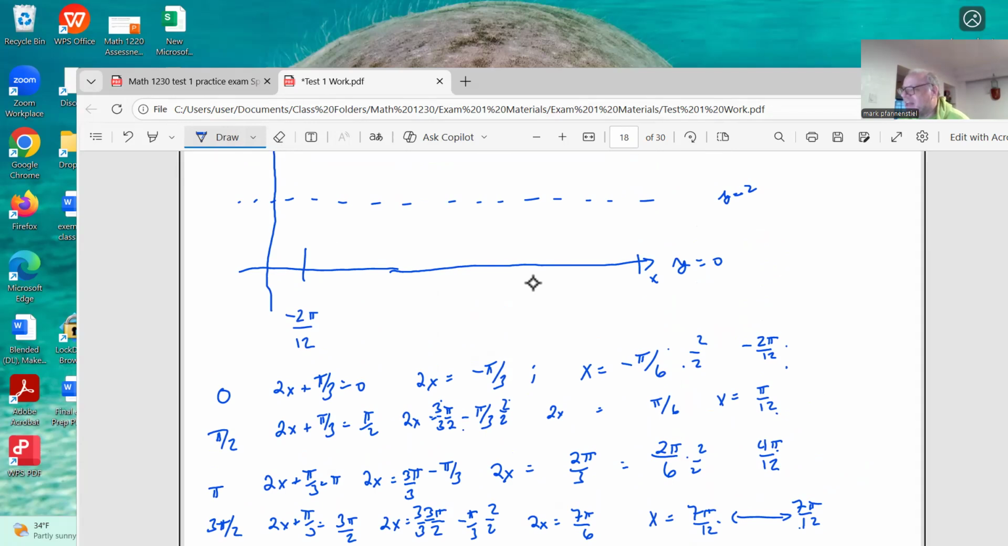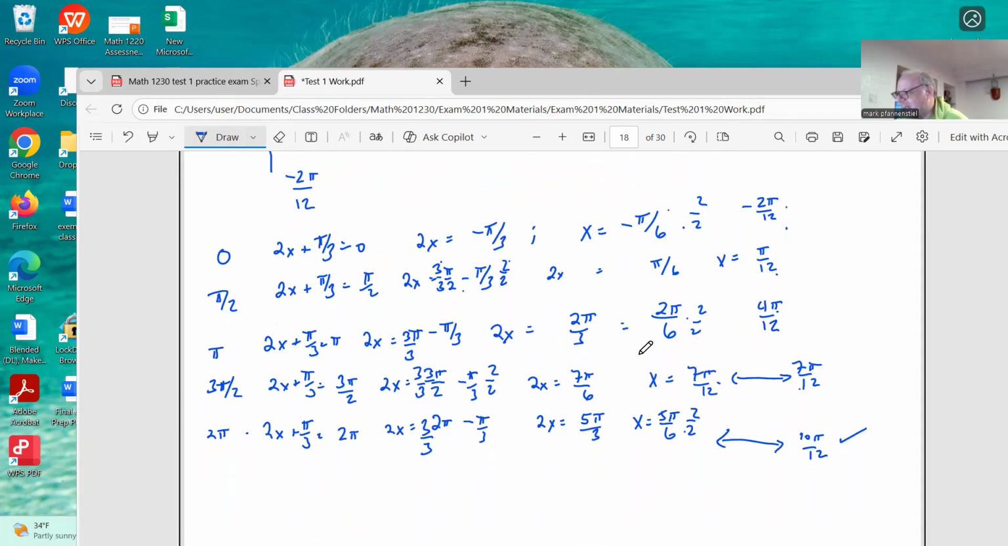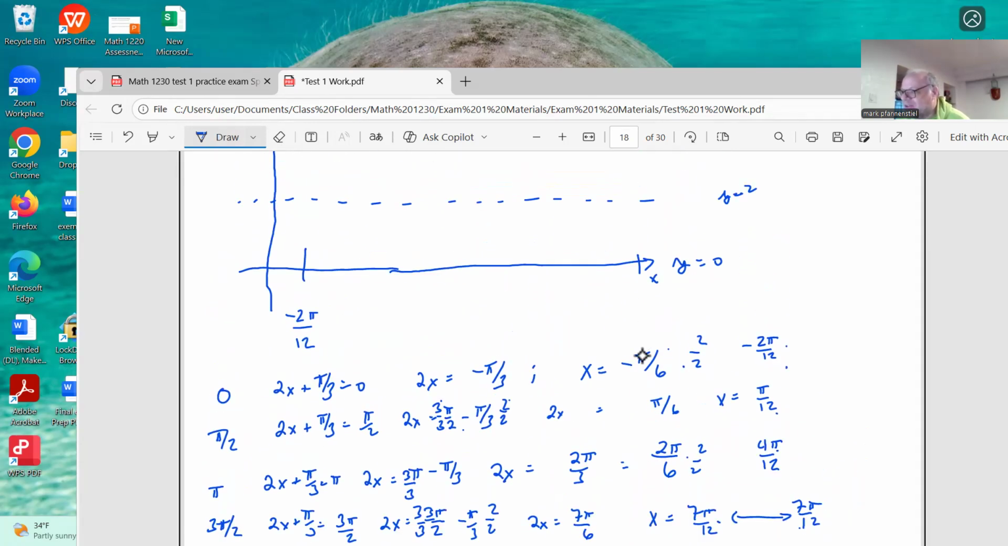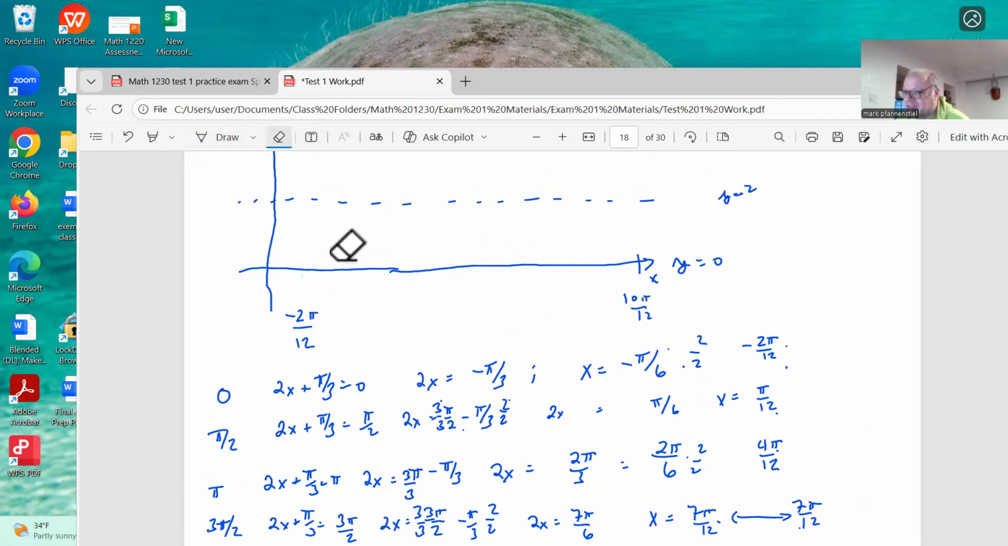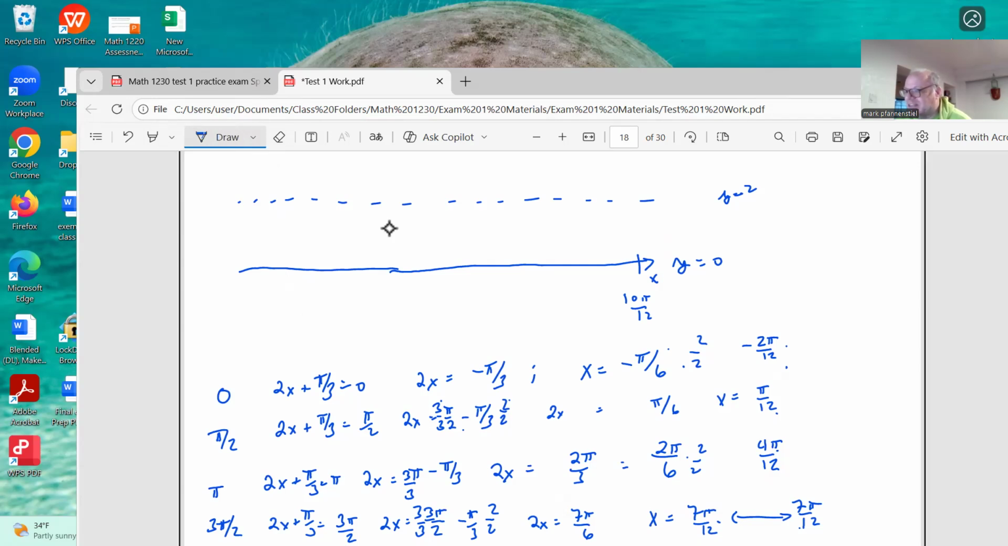But the thing is, I'm looking for these points down here to kind of scale my graph correctly. And we're looking for 10 pi over 12. Now, if I want to be really good about it, and I think I do want to be better about this today, we'll go ahead and change my graph a little bit. So I have my axes sitting right here. We're going to go here.